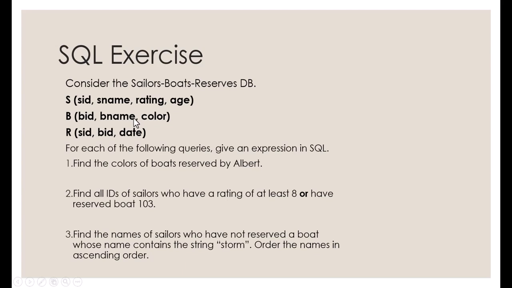So where can we find them? A sailor's rating can be found in S. So I'm going to be selecting SID, all the sailors from S, where their rating is greater than or equal to 8, at least 8. And then we have a union, and then open up another parenthesis for the second subquery, which have reserved a boat 103.